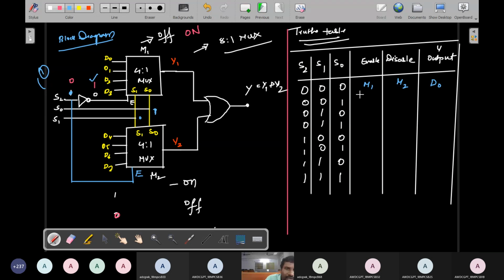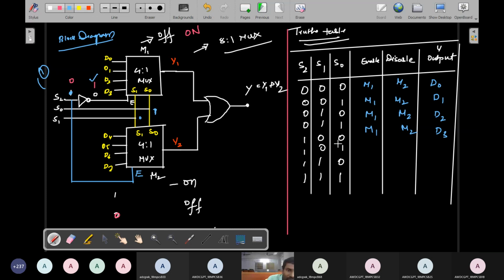So therefore in this case also M1 is enabled, M2 is disabled, and the final output is D1. In this case also M1 is enabled, M2 is disabled, D2, and in this condition M1 is enabled, M2 is disabled, and D3 condition. Right now, see, this condition will change because only until S2 becomes 1 does M1 stay enabled and M2 stay disabled.